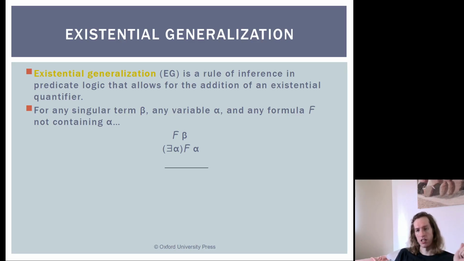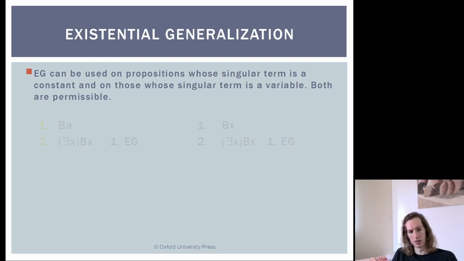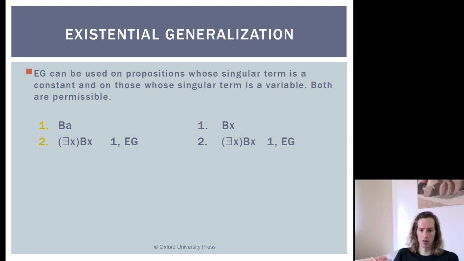Now, existential generalization is a rule of inference in predicate logic that allows for the addition of an existential quantifier. So for any singular term beta, which here stands for any constant, and any variable alpha and any formula f not containing alpha, we can go from some property applying to a constant to there is at least one thing that has this property. So we go from a specific thing to a variable, and this works in this way.